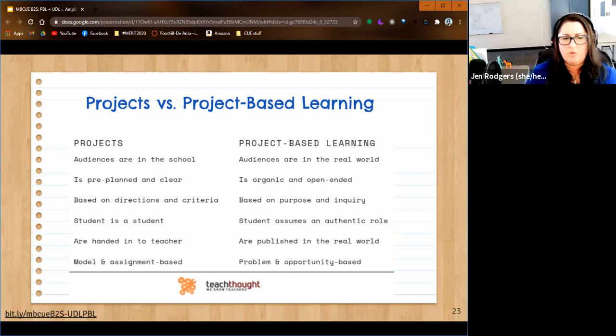So it's more of an organic, open-ended process, which is why it ties so well into universal design for learning, because all of those things I just talked about, being open and bringing in the student voice and choice, lead it to being much more organic and open-ended. It's based on a purpose or an inquiry. It's focused on a question or a purpose. The student is assuming an authentic role. It's not just about making this thing to the teacher's criteria. It's now about creating something that is real and going beyond the classroom.